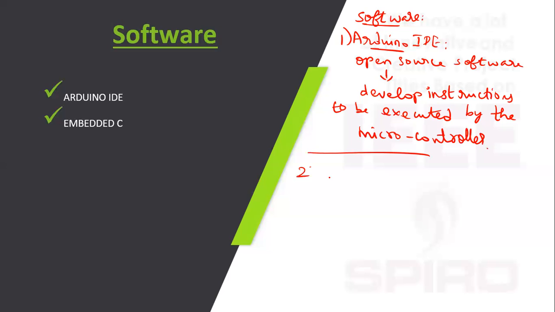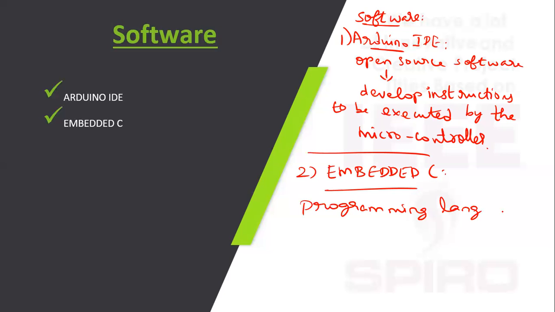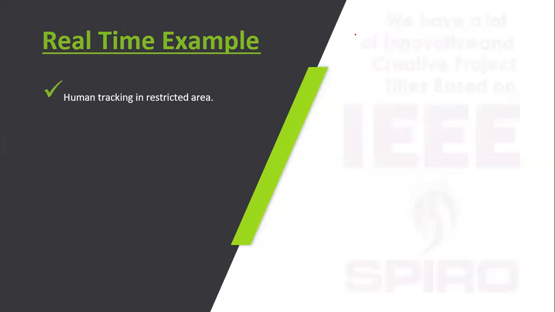And the second one, embedded C. It's a programming language used in microcontrollers. So a real-time example: human tracking in a restricted area.